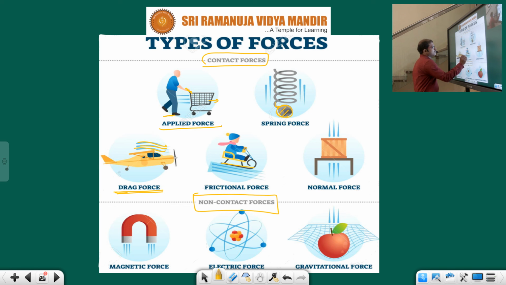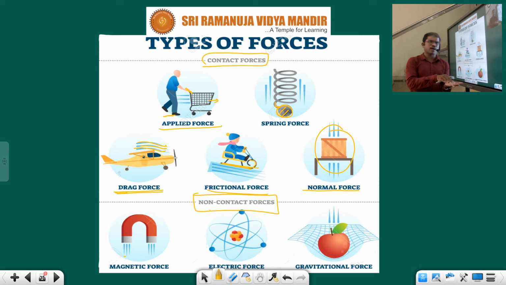Here this person skating on ice. So between this rod and this ice there will be what? Some physical contact. Due to this which force is acting? Frictional force. Normal force children, this one I will explain in our upcoming class. Next, magnetic force. I said no children. Magnetic force comes under non-contact force.